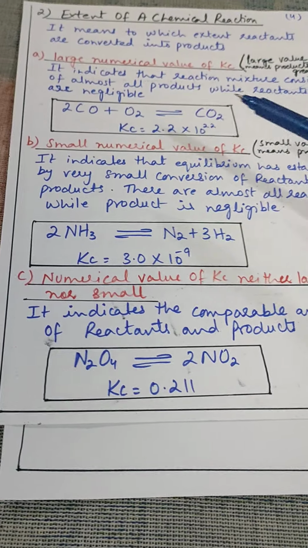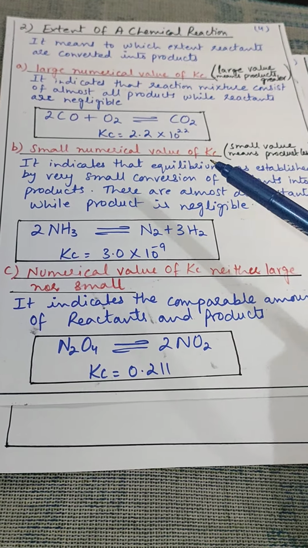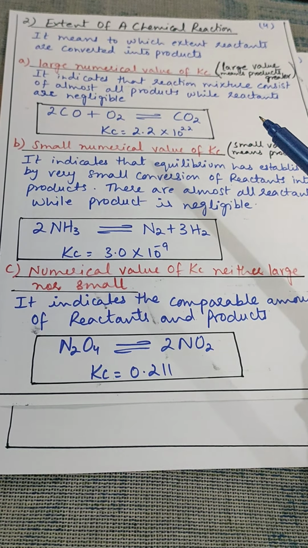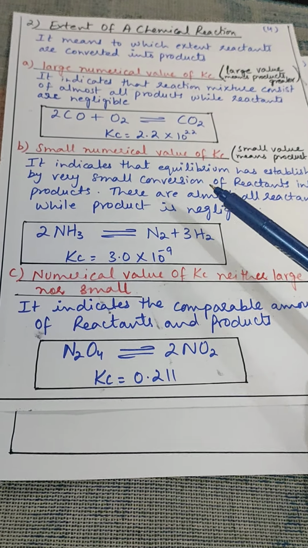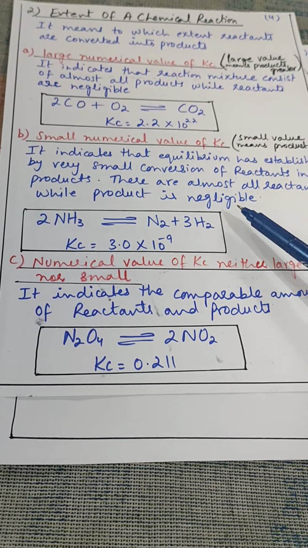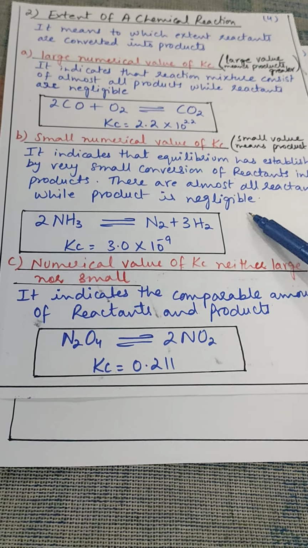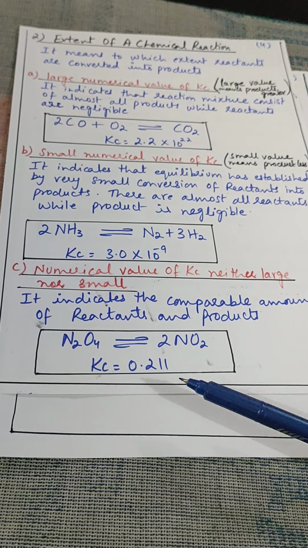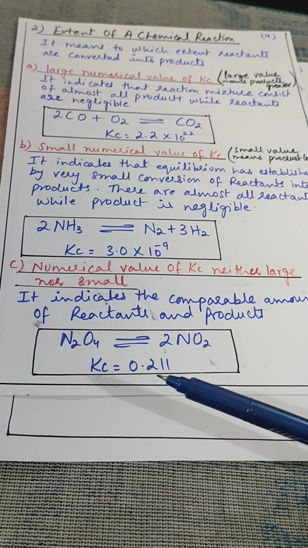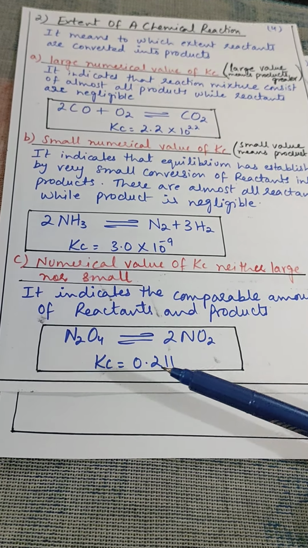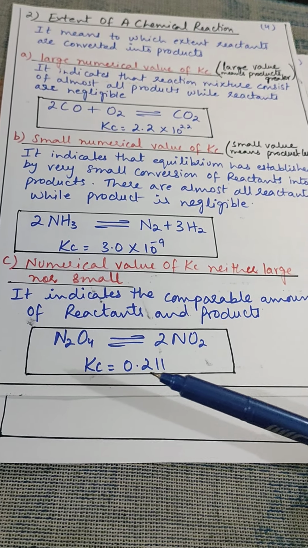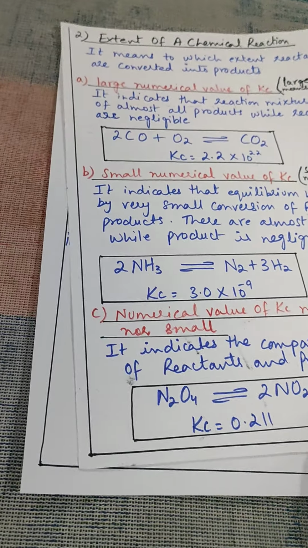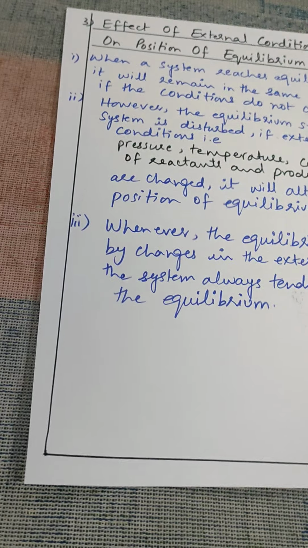The three possibilities are: a large numerical value of Kc indicates greater formation of products and fewer reactants. A small numerical value of Kc indicates that there are almost all reactants while the products are negligible. And if the numerical value of Kc is neither large nor small, it indicates that the reactants and products are present in comparable amounts. Clear? So this is the second application of the equilibrium constant.